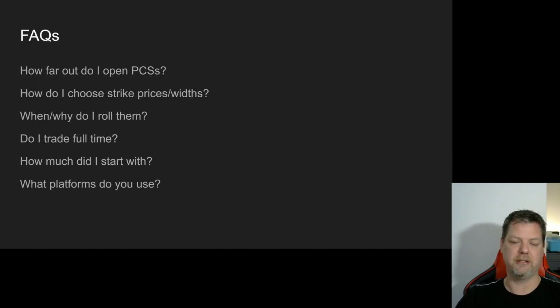And the other time when I do roll them is if the price is totally going against me and I'm outside my comfort zone, as in the strike price relative to the underlying stock price. Did I say that right? Strike price relative to the stock price.